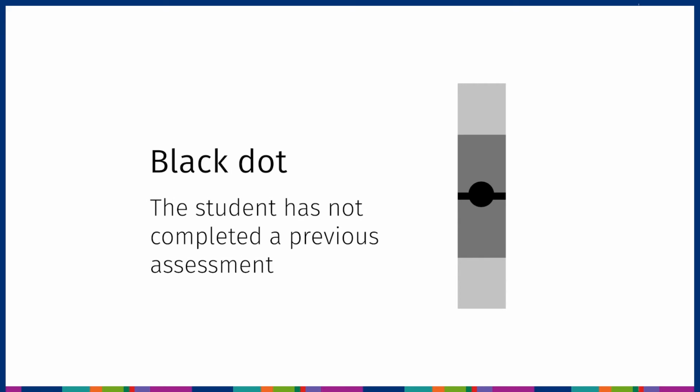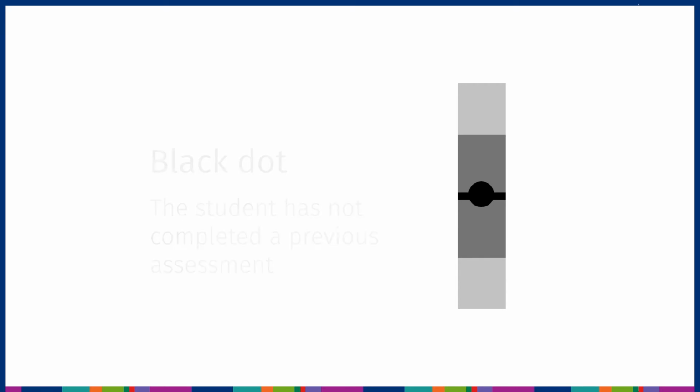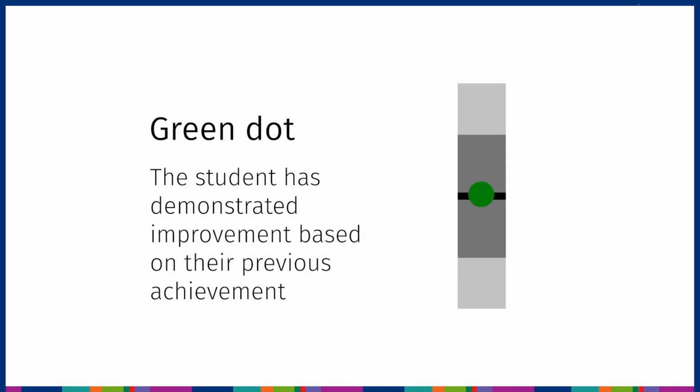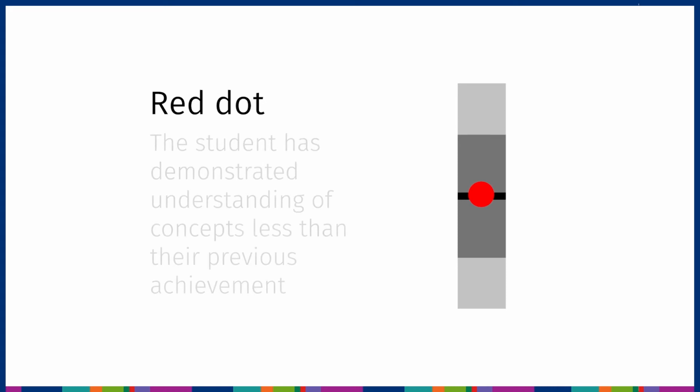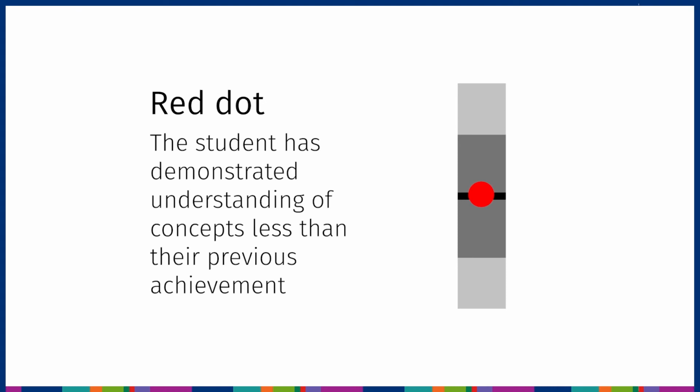Black dots indicate that the student has not completed a previous assessment. Green dots indicate the student has demonstrated improvement based on their previous achievement. Yellow dots mean the student has demonstrated understanding of concepts the same as their previous achievement. And red dots indicate that the student has demonstrated an understanding of concepts less than their previous achievement.